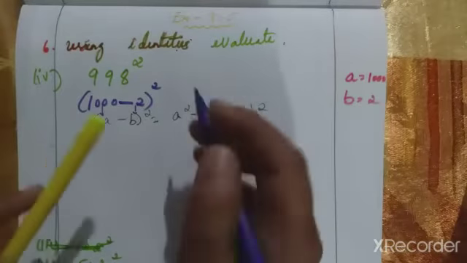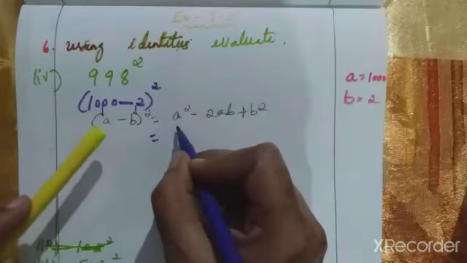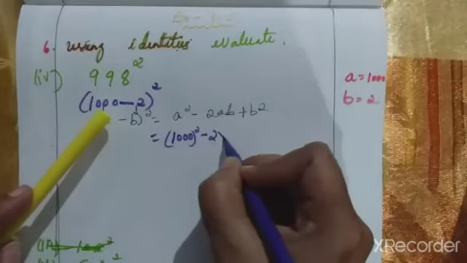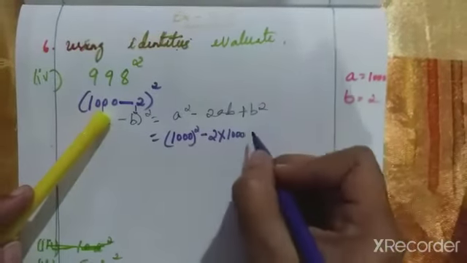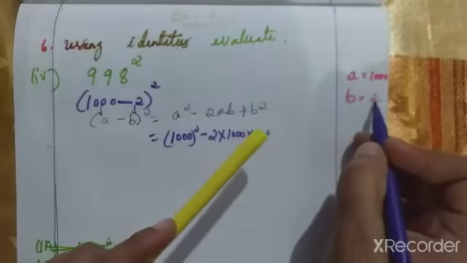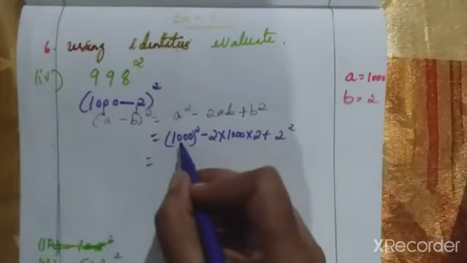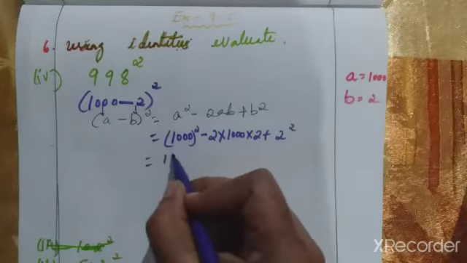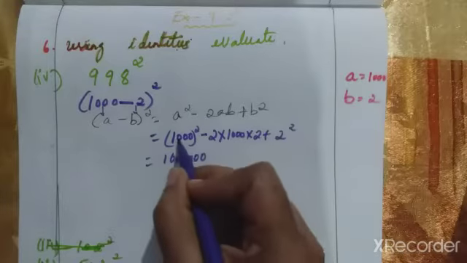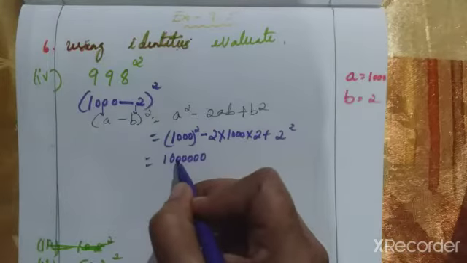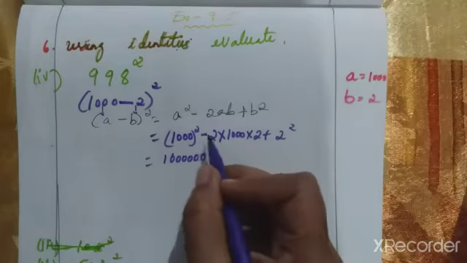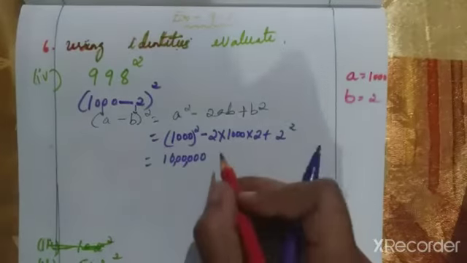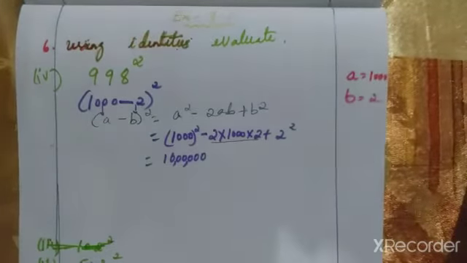Now let's solve the sum. So here a square means 1000 whole square, minus 2ab means 2 into a value 1000 into b value 2, plus b square means 2 square. Now 1000 whole square means we have to multiply 1000 two times, 1000 into 1000. 3 zeros and 3 zeros add, so 6 zeros. 1000 into 1000 is 10 lakh. Now minus 2 into 1000 into 2, this we have to multiply.